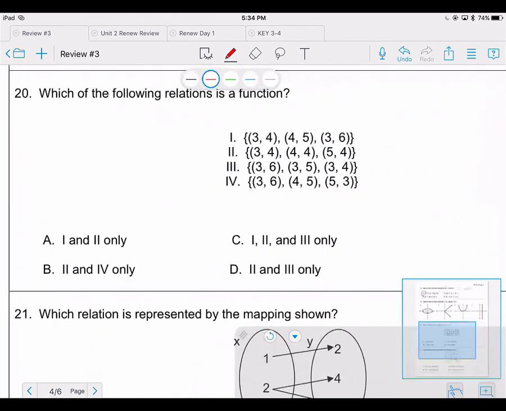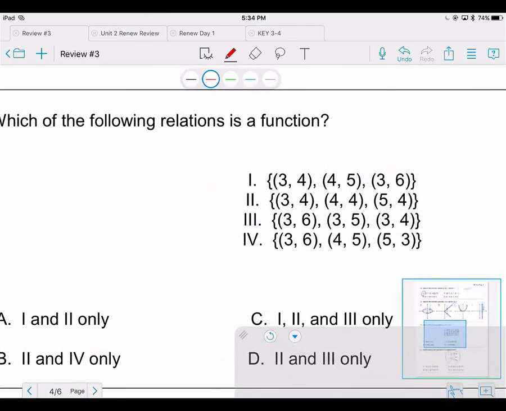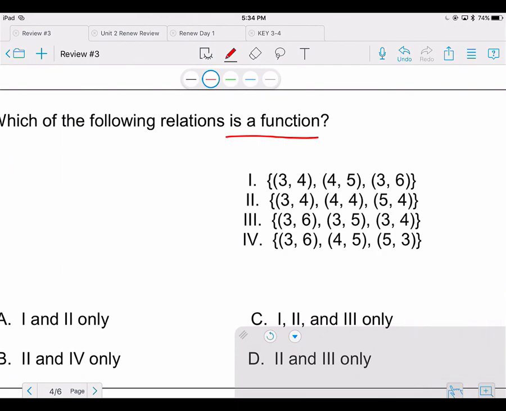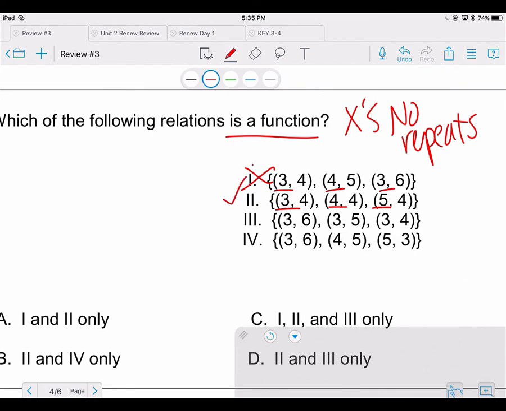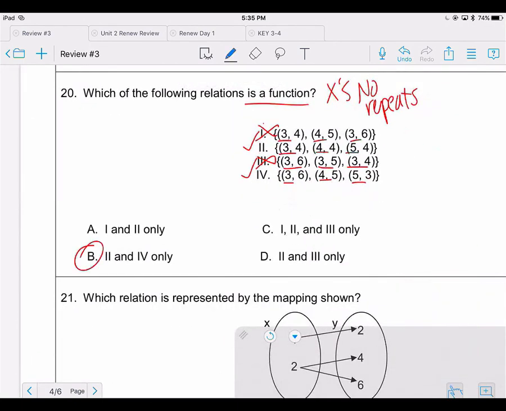20 asks which of these is a function, and this one has multiple answers on the answer choices, so first I'm going to go through my 1 through 4 and determine. We are looking for is a function, so x is no repeats. So I'm looking for where x does not repeat. 1, we have 3, 4, and 3. Nope, x repeats. 3, 4, and 5, that one would be good. 3, 3, 3, no, x repeats. 3, 4, 5, that one would be good. So I'm looking for 2 and 4, which is answer choice B.